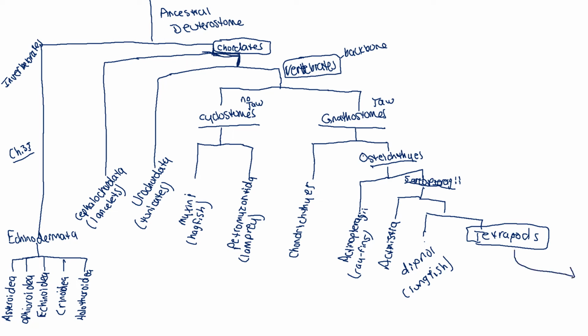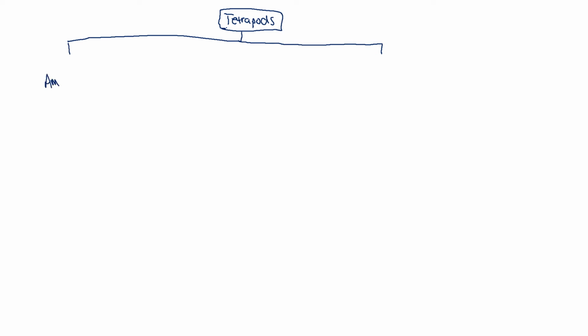The tetrapods divide into several groups. Now we're going to start with tetrapods. So we have tetrapods, Tetrapoda. Tetrapoda divide into two major groups, and we're going to put one of them over here and one of them way over here. One of them is the amphibians, and the other one is the amniotes. Okay, so we have the amphibians and the amniotes.